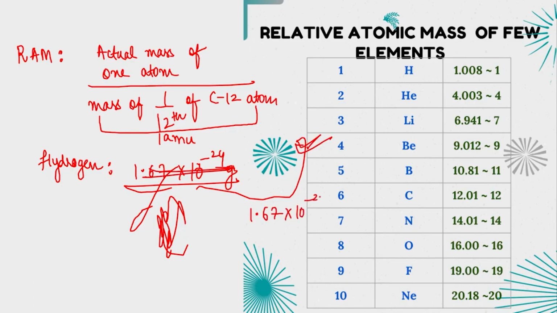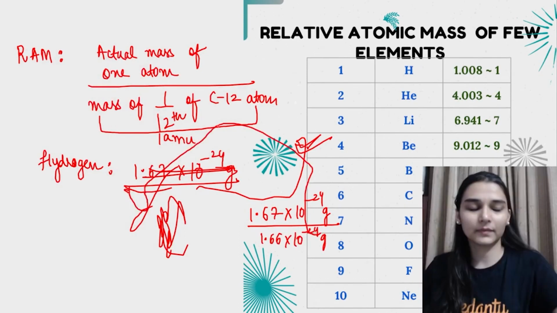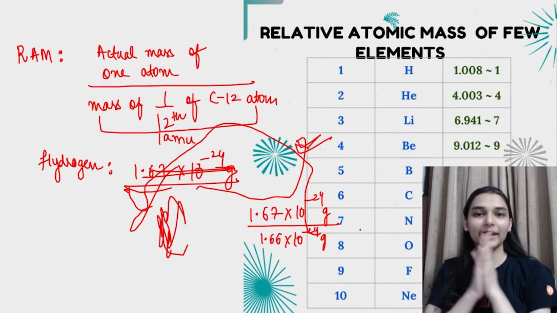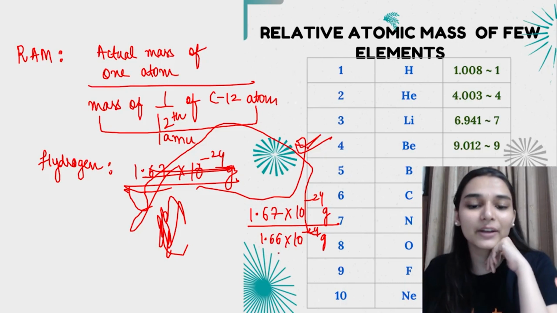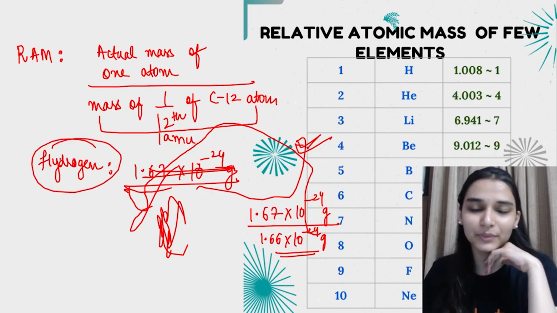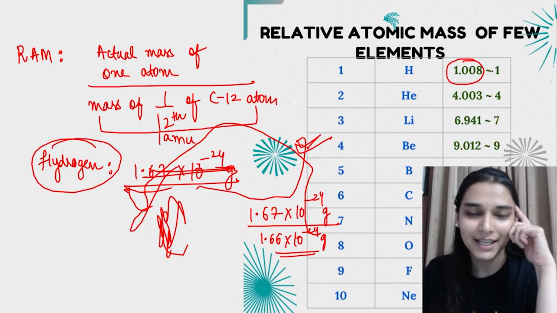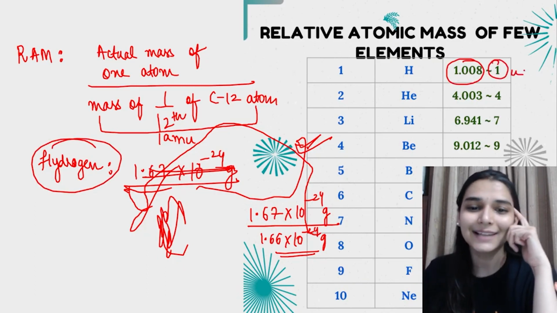1.67 into 10 raised to power minus 24 grams, divided by the mass of 1/12 of carbon 12 atom, that is 1.66 into 10 raised to power minus 24 gram. Okay, everything is cool. So 1.67 into 10 raised to power minus 24 grams divided by 1.66 into 10 raised to power minus 24 gram. This we have done for the hydrogen atom. Okay, so this will give you a value around 1.008 that can be approximated as 1 U.